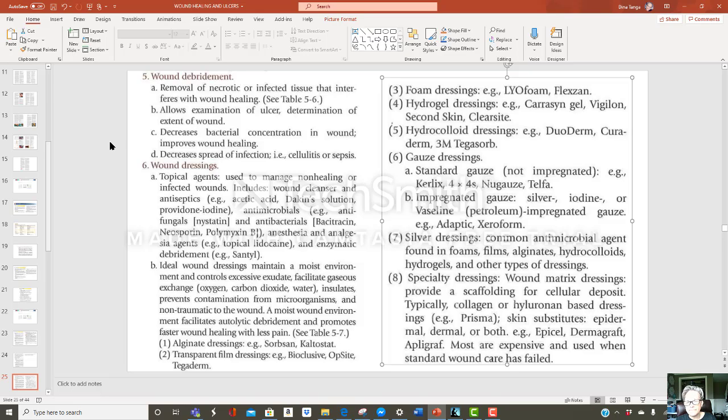Specialty dressings: wound matrix dressings provide a scaffolding for cellular deposits, typically collagen and hyaluron-based dressing like Prisma, skin substitutes, epidermal, dermal, or both, like Dermagraft. Most are expensive and used when standard wound care has failed.